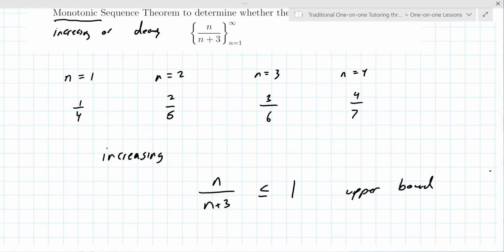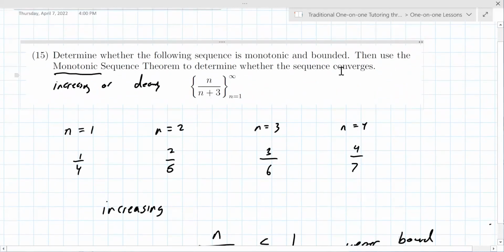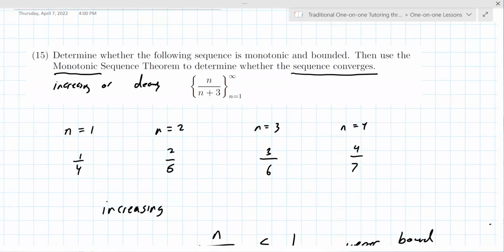Right. And then determine whether the sequence converges. So again, it's the sequence, not the sum. It's the sequence. And we can say that it does converge to 1.